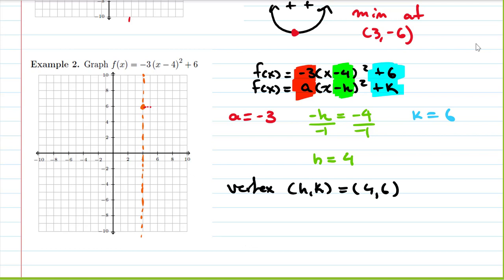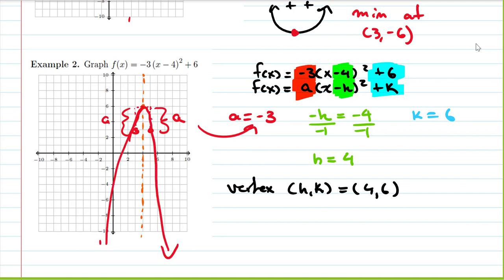Negative 3. So instead of doing 1 like we did in the previous 2 examples, because a was 1, I'm going to go down 1, 2, 3 units. That is my a value that I had right here. And then I do the same thing over here. 1 unit left, and I go down a units. And that gives me the 3 points that I need to make my parabola.